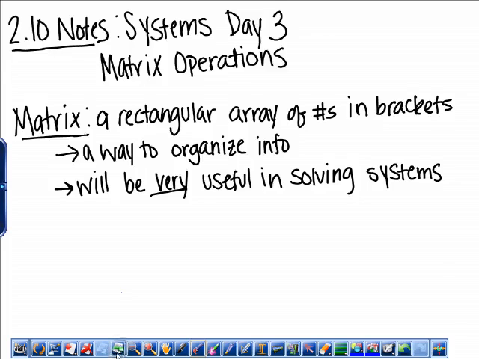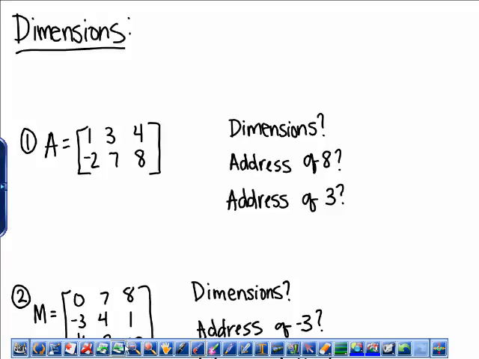So the dimensions of a matrix is going to be given by m by n. Okay? The dimensions of a matrix are m by n, where m is the number of rows and n is the number of columns.